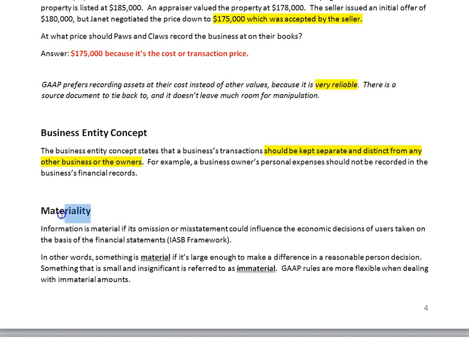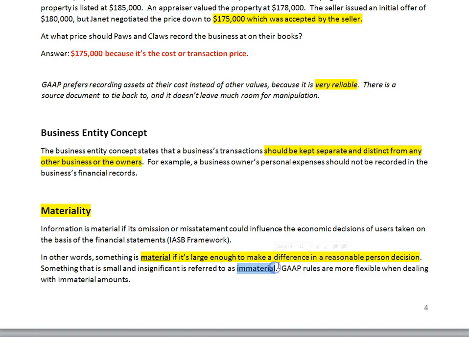The last one here is materiality. Alright, materiality basically means if something's large enough to make a difference. Something is material if it's large enough to make a difference in a reasonable person's decision. So in accounting we deal with all different types of balances. Some of them are very small. If they're very small, we call them immaterial.